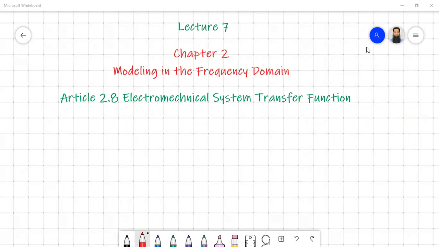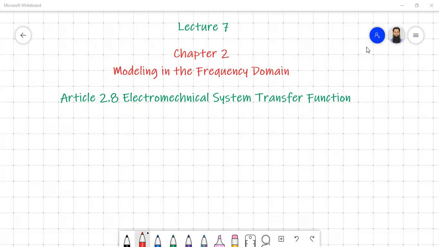We are discussing chapter 2, modeling in the frequency domain. In the last few topics, we have seen how to derive the transfer function from the electrical system. Then we have seen how to derive the transfer function for the translational mechanical system, then the rotational mechanical system, and finally the mechanical system with gears.